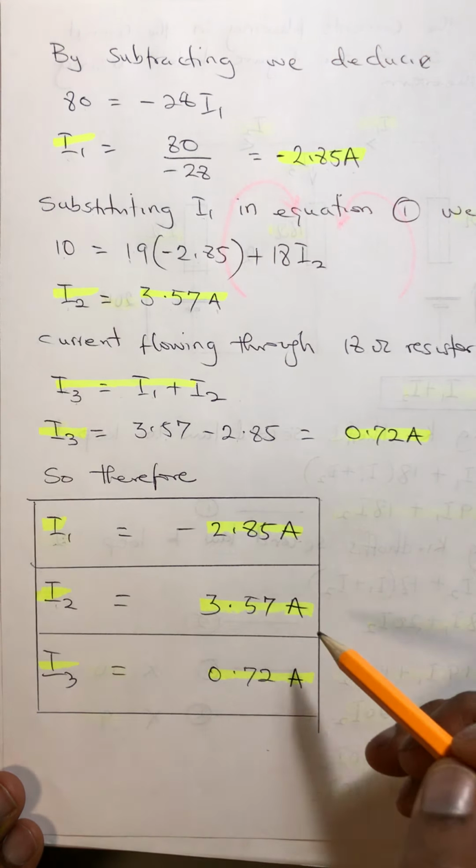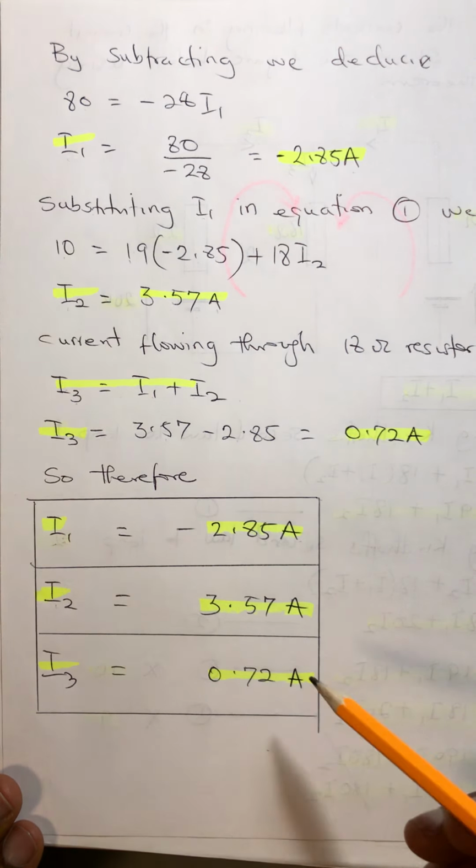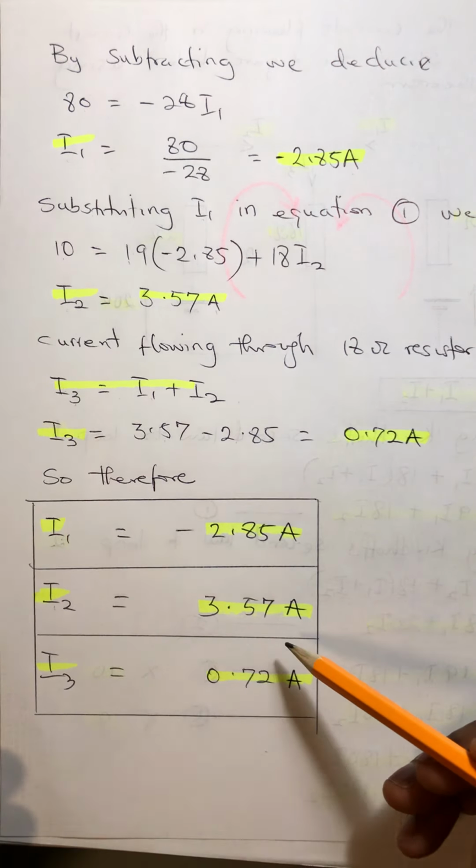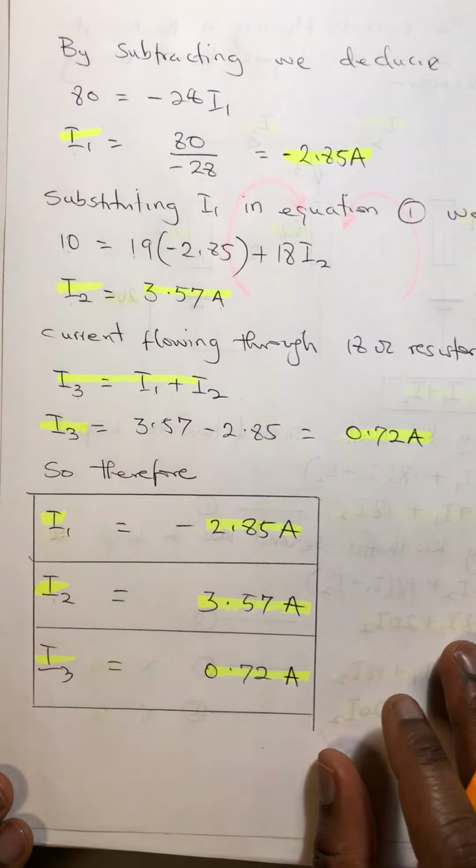Now we have all our three currents flowing through the system, found by using Kirchhoff's voltage law theorem.